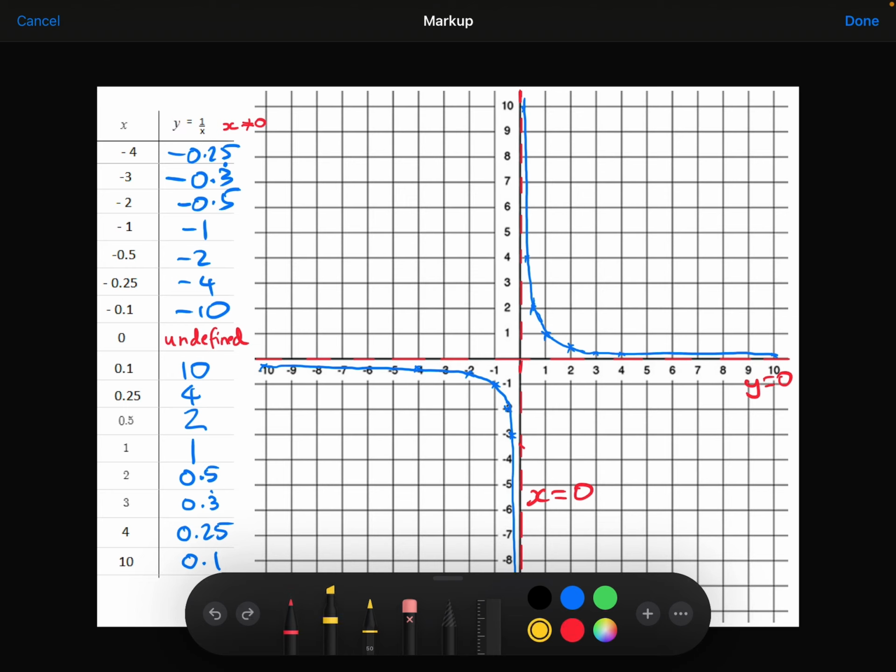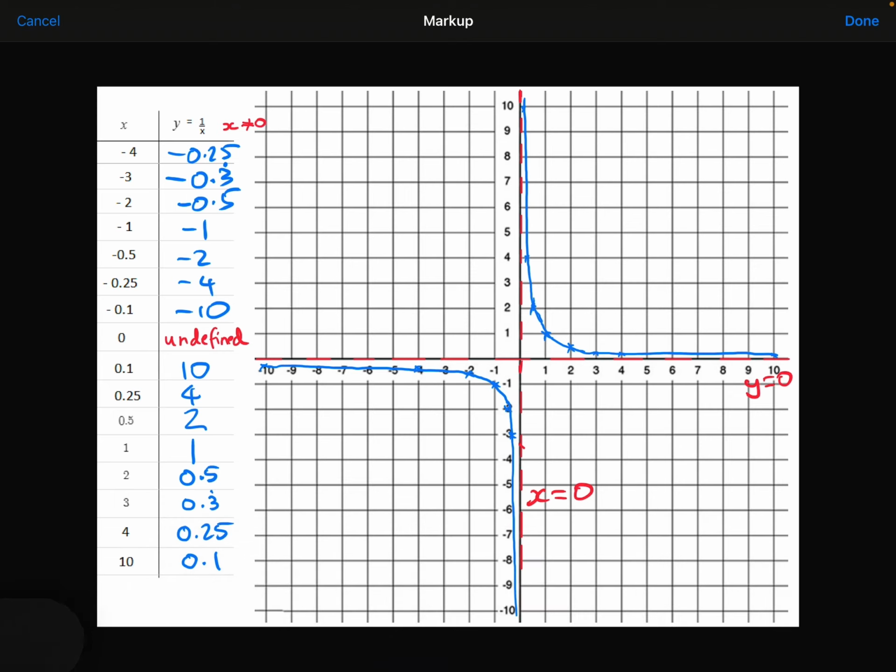There is no number that I could substitute in here instead of the x so that I do 1 divided by that number and I get 0. It's impossible to divide 1 by a number and to get 0. So the y can never equal 0 here, and also the x can never equal 0. Now these asymptotes are really important. We always draw the asymptotes with these rational function graphs first. That's the key thing.